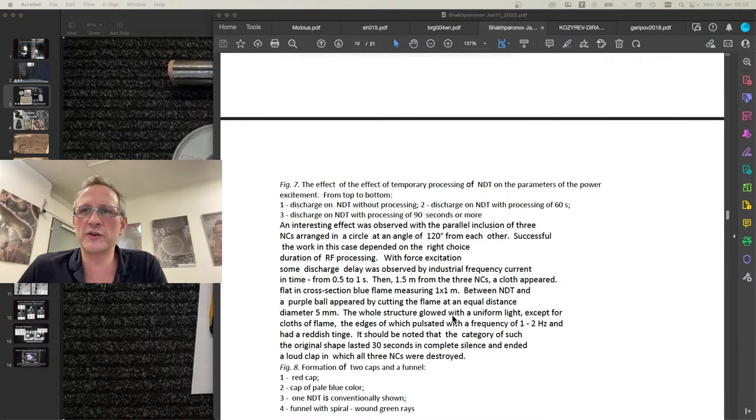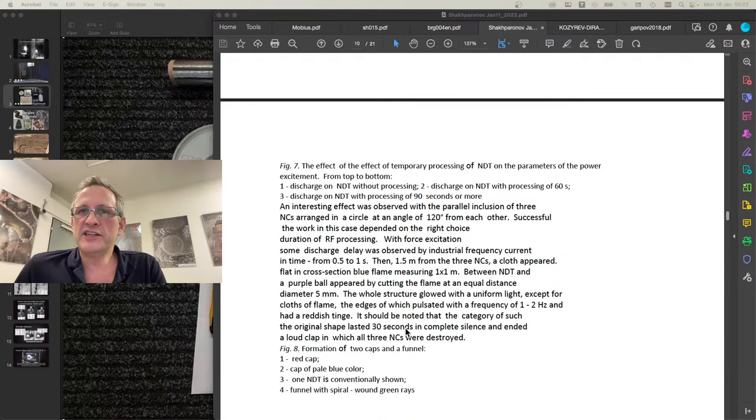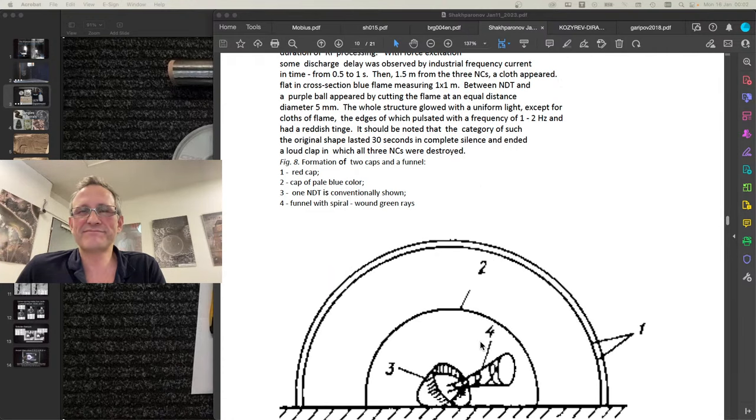The whole structure glowed with a uniform light, except for cloths of flame, the edges of which pulsated with a frequency of 1 to 2 hertz and had a reddish tinge. It should be noted that the category of such an original shape lasted 30 seconds in complete silence and ended with a loud clap in which all three Mobius strips were destroyed. Now, this gets totally, totally crazy, right?